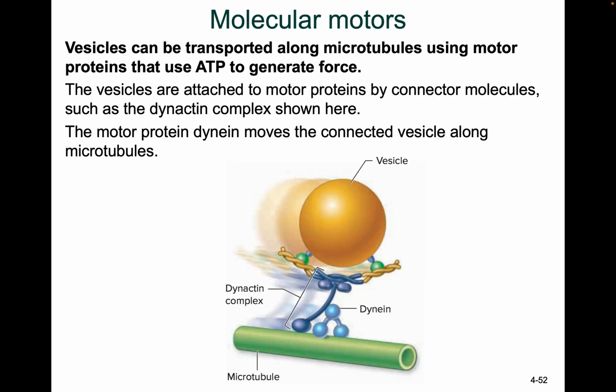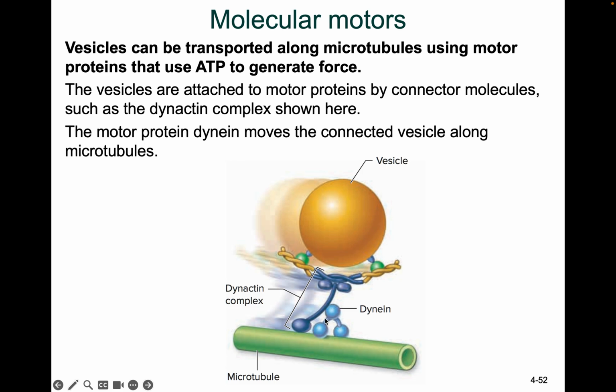So as we said, microtubules are very important in transporting cargo from one place to the other. And I'll give you here an example of dynein. So dynein is a molecular motor. As the name says, think about it as a car, a molecular motor, which connects to a vesicle through this dynactin complex. So it's this kind of complex that helps dynein connect to the vesicle.